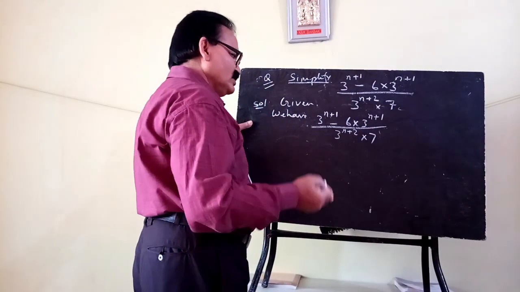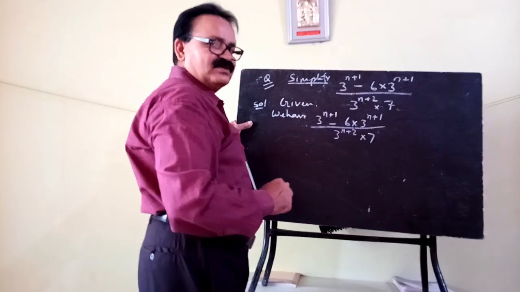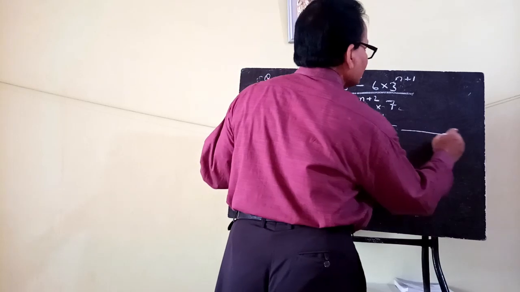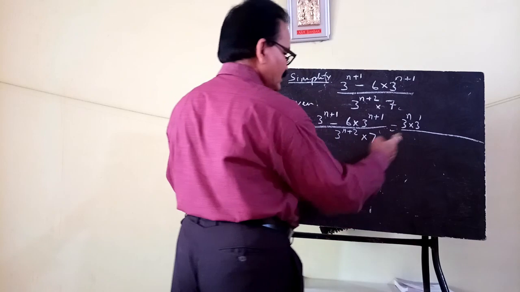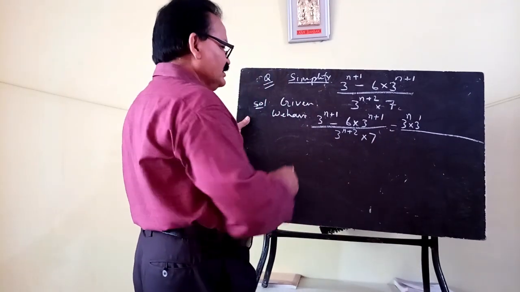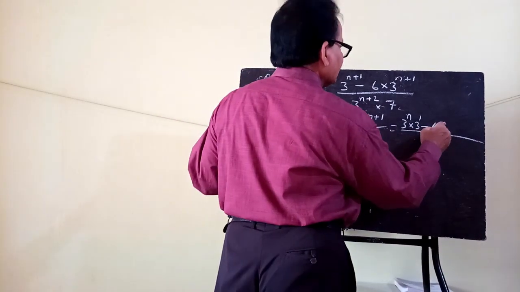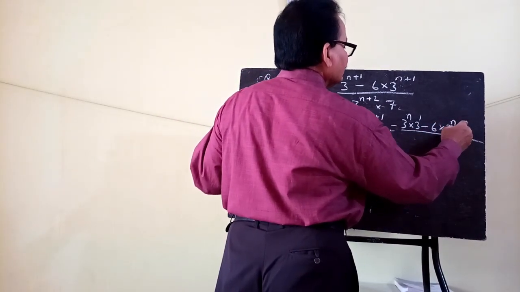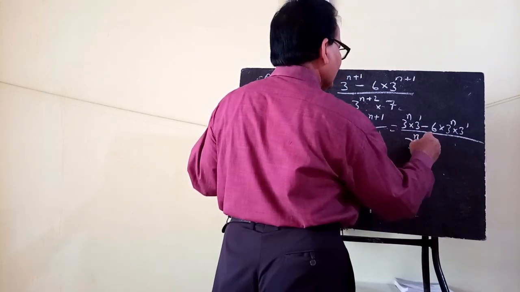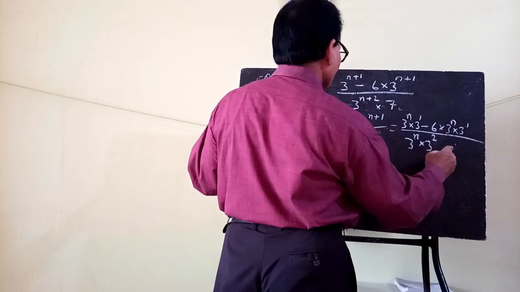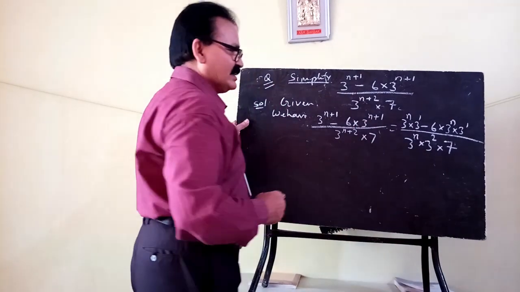What you will do, you express all these in terms of a common base. Like this is 3 to the power n into 3 to the power 1. So both have common base 3, and in product form, because the power is a sum. Minus 6 into 3 to the power n into 3 to the power 1, divided by 3 to the power n into 3 to the power 2 into 7. Okay, you have split it up.